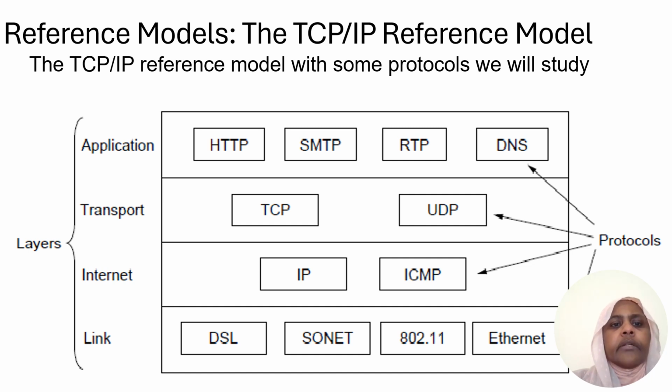The TCP/IP protocol stack consists of, on the link layer, for example, DSL, SONET, 802.11, Ethernet. In the internet layer, there are Internet Protocol and Internet Control Message Protocol. In the transport layer, there are Transmission Control Protocol and User Datagram Protocol. In the application layer, there are protocols similar to those in the application layer of the OSI reference model: HTTP, SMTP, Real-Time Transport Protocol, Domain Name System.